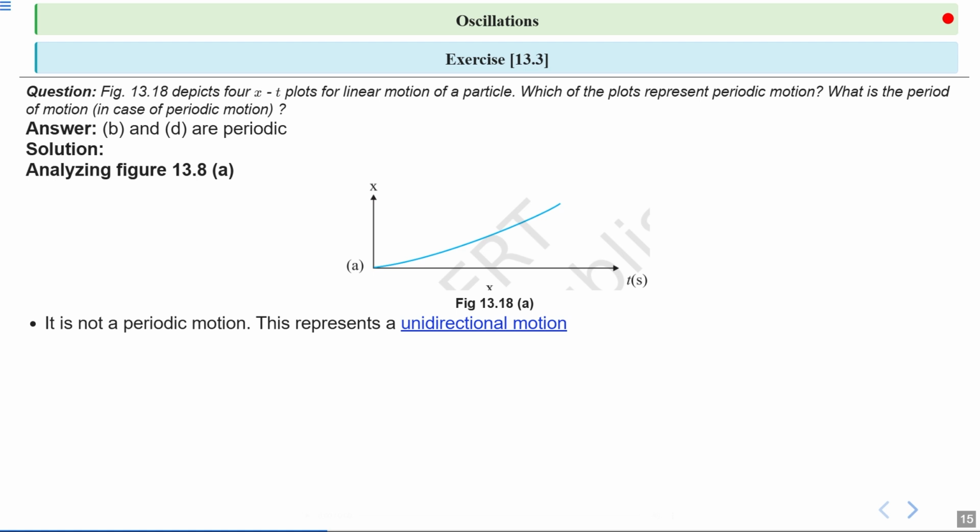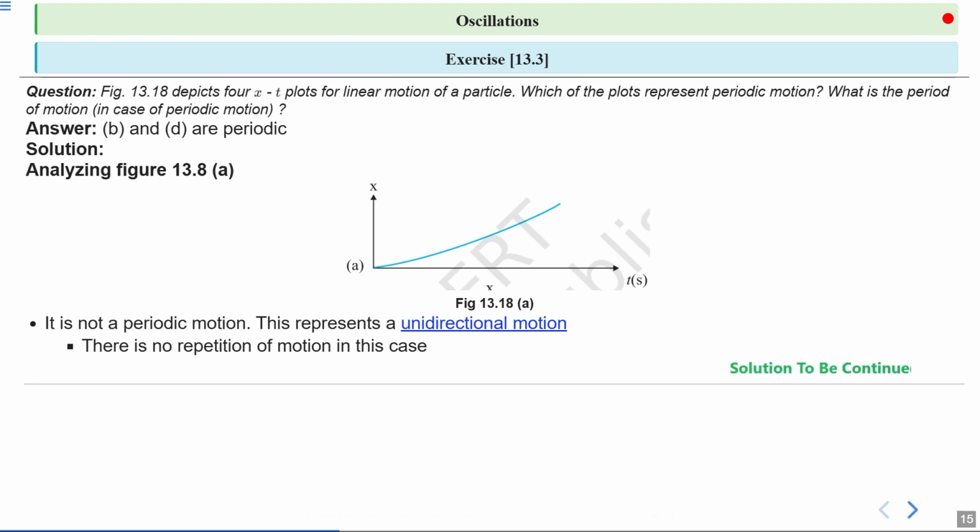Alright. Now here the question arises, why? Because this represents a unidirectional motion. There is no repetition of motion in this case. Alright. So this is not a periodic motion.